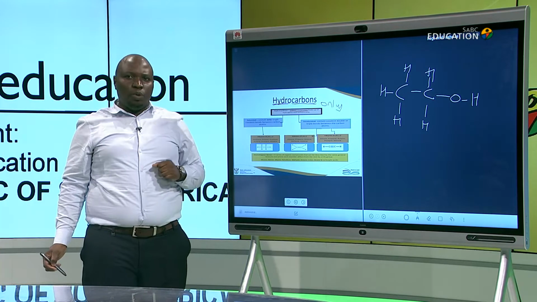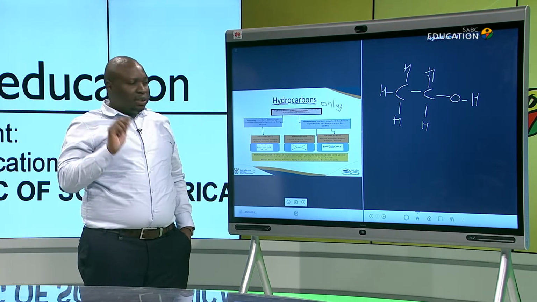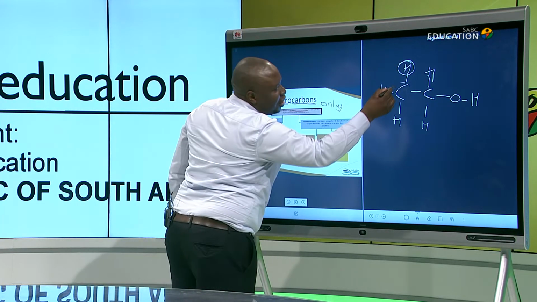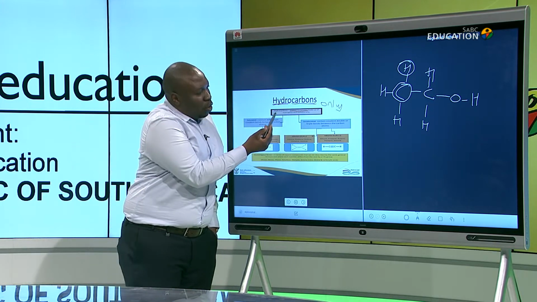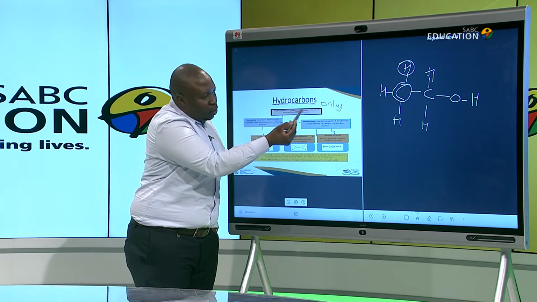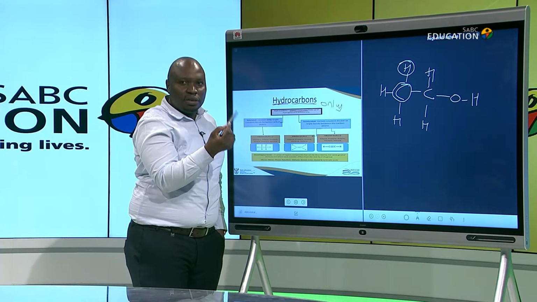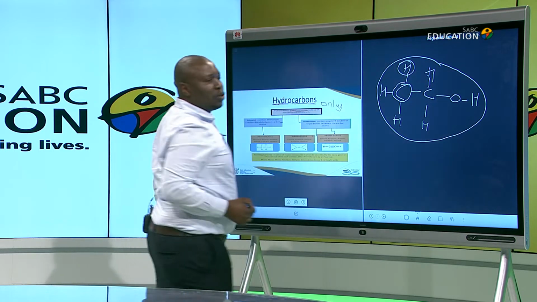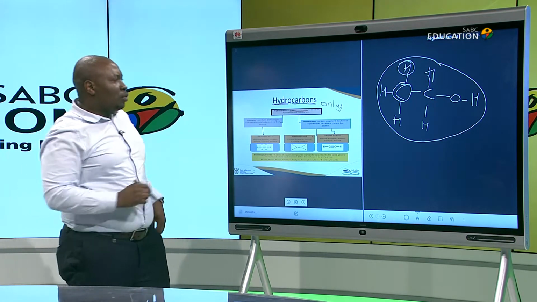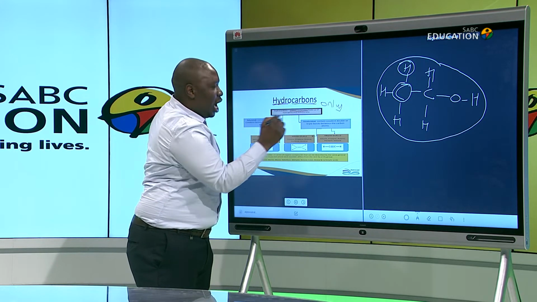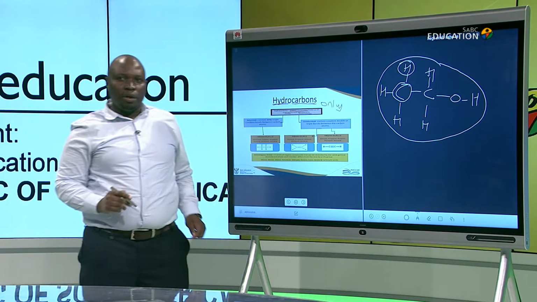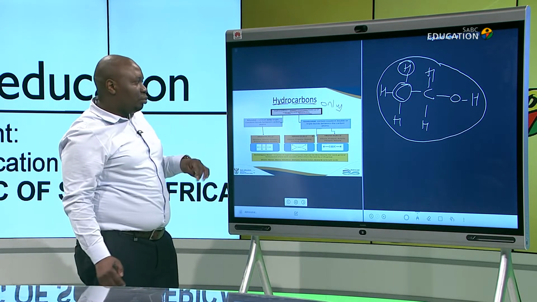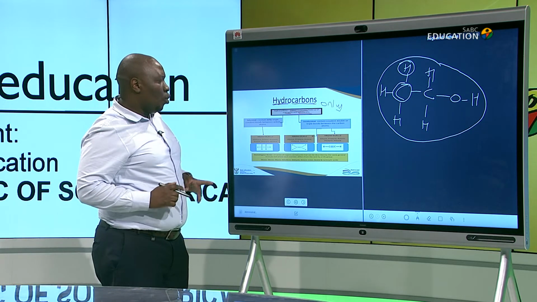If I write a structure like that one, you will see that this structure is made up of hydrogens and carbons. So if you say hydrocarbons are made up of hydrogens and carbons and you don't write the only part, you have omitted it, because even alcohols are made up of hydrogens and carbons. So when you define hydrocarbons, you must indicate that they are made up of hydrogens and carbons only. The only part excludes any other atom. That is very important. The definitions, you must understand and know all of them.